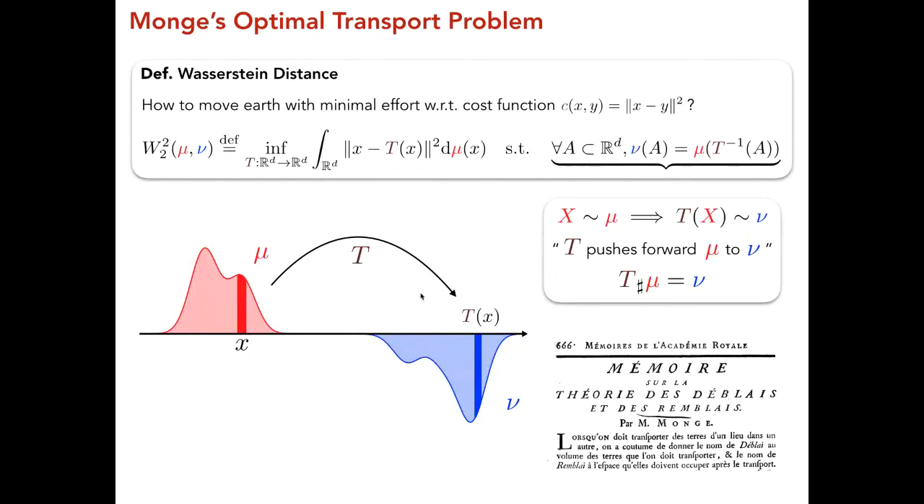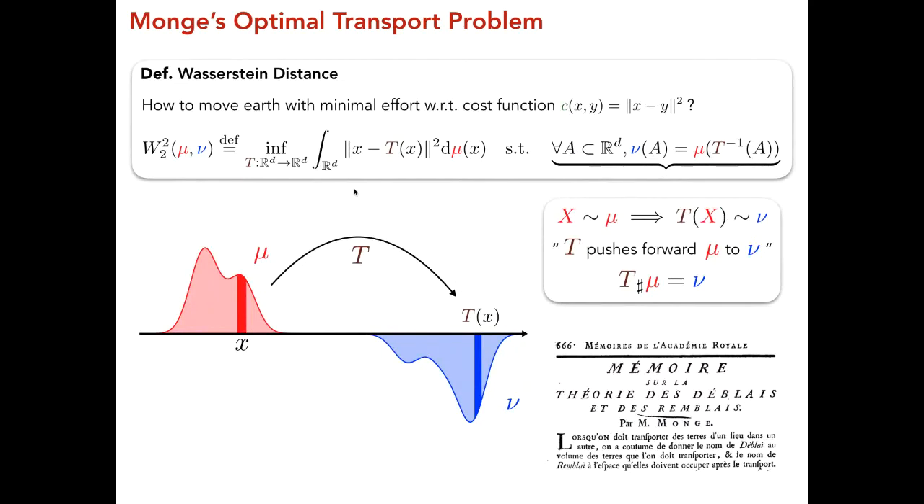And if T satisfies this condition, we say that T pushes forward mu to nu, and we write T sharp mu equals nu, which means that T transforms mu into nu in a sense. And so Monge's problem is to find the map that transforms mu into nu that has the lowest transportation cost.